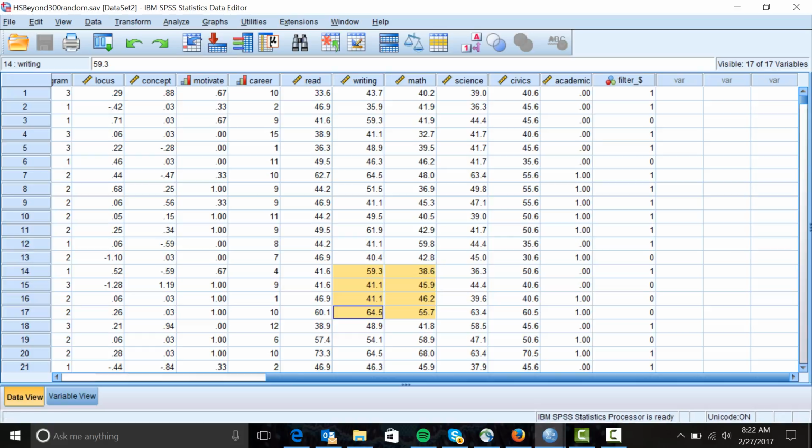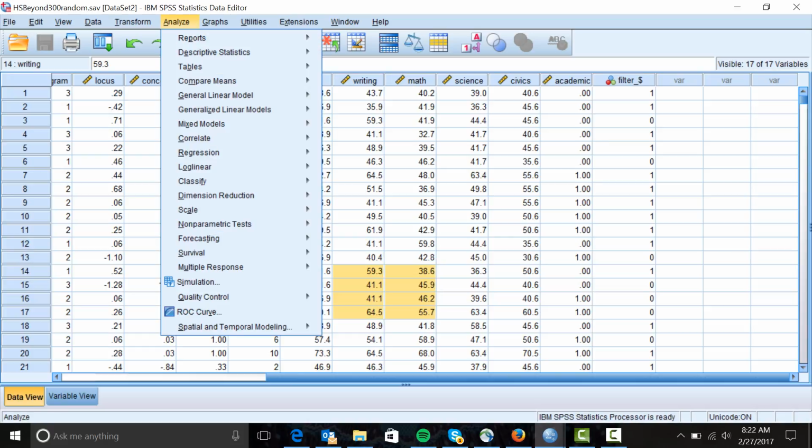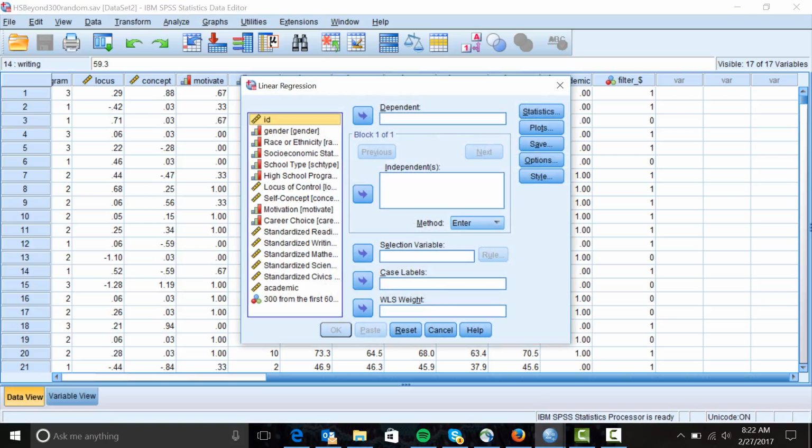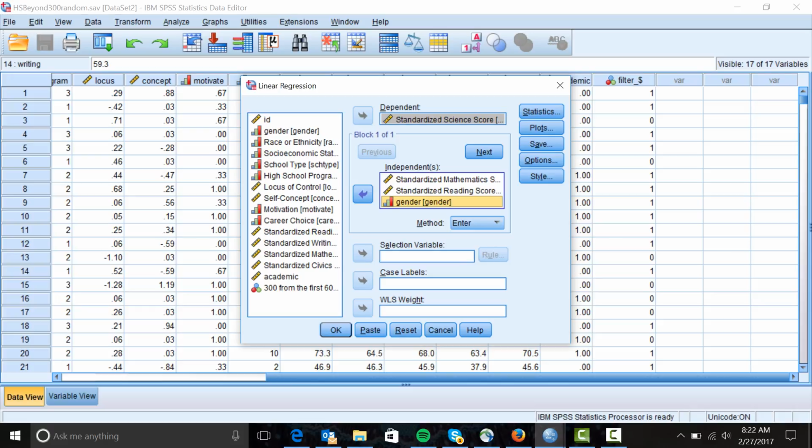So what we're going to do is go to Analyze, and we're going to run an initial regression on those where the filter is 0. So we go to Regression, Linear, and our dependent variable in this case will be standardized science scores. We're going to try to predict standardized science scores from standardized math scores, standardized reading scores, the gender of the individual, which is dichotomous 1 or 2, and the school type. I'm going to leave school type out. So we're just going to use these 3 predictors for this purpose.